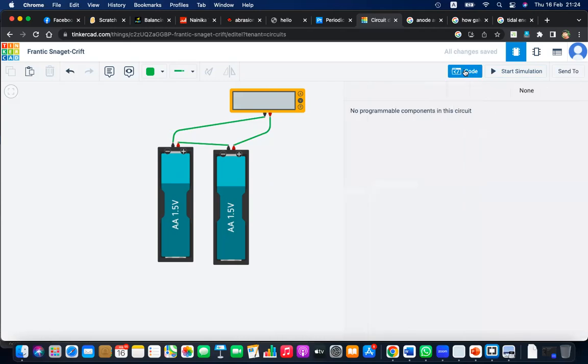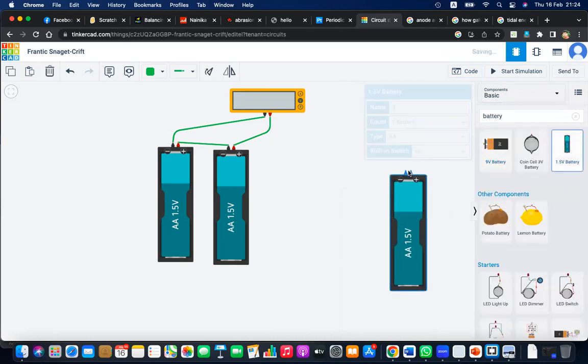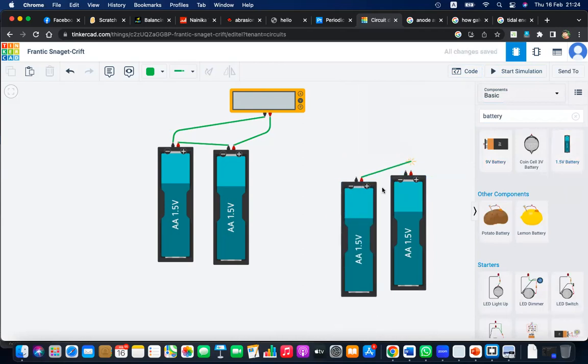In the other way, we can connect batteries in a parallel way. How? Let me take the batteries again. This time also I'm connecting two batteries, but this time I'm connecting positive to positive. This is another way of connecting batteries. That is also correct, connecting positive to positive, negative to negative.